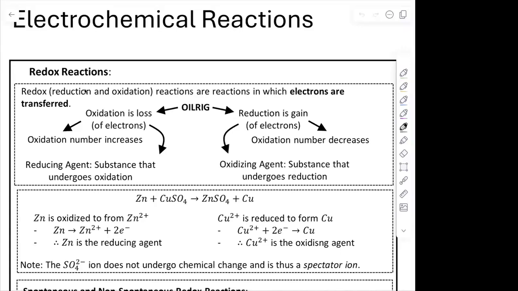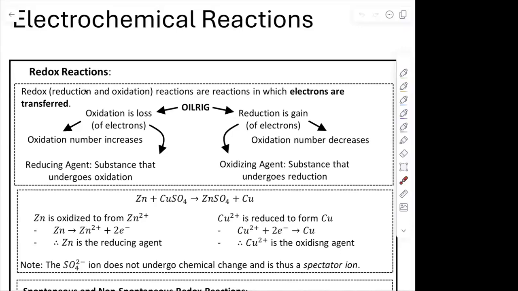All right, jumping straight in. So dealing with electrochemical reactions, in this case we're starting off with what we refer to as redox reactions. Redox is short for reduction and oxidation. The RED is for reduction and the OX is for oxidation. You should have done these in earlier grades, probably grade 11. But as a reminder, redox reactions are reactions in which electrons are transferred.